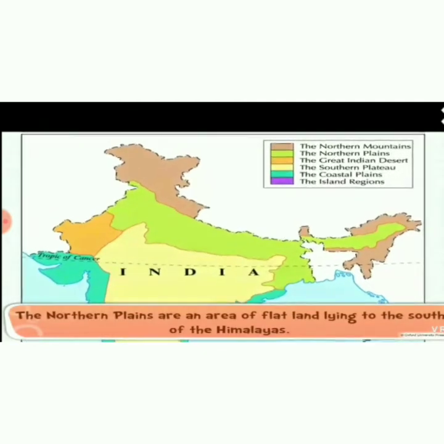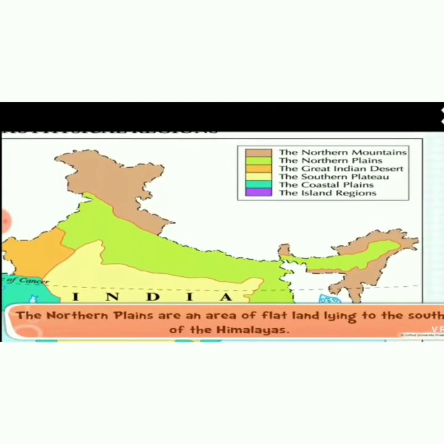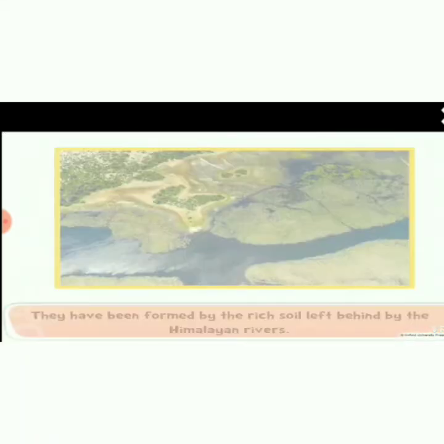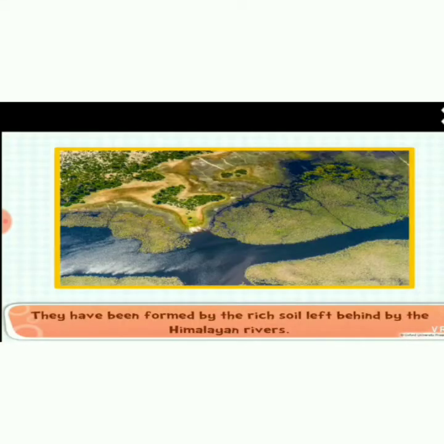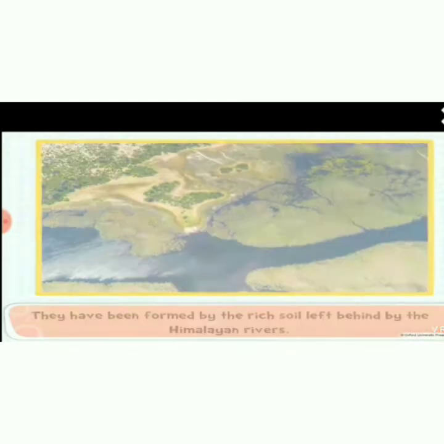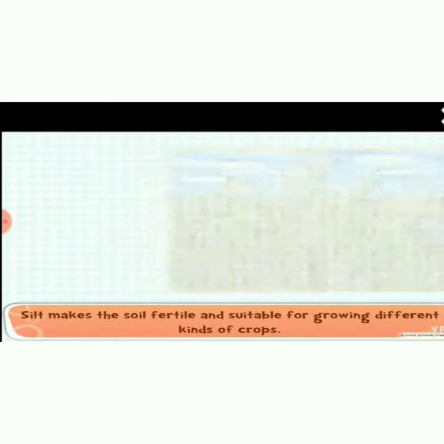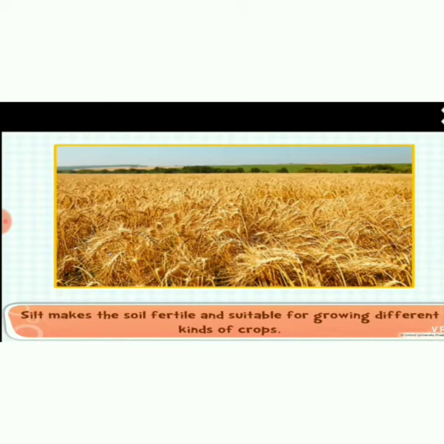The northern plains are an area of flat land lying to the south of the Himalayas. They have been formed by the rich soil left behind by the Himalayan rivers. The rivers flow down the mountains and carry silt with them. Silt makes the soil fertile and suitable for growing different kinds of crops.